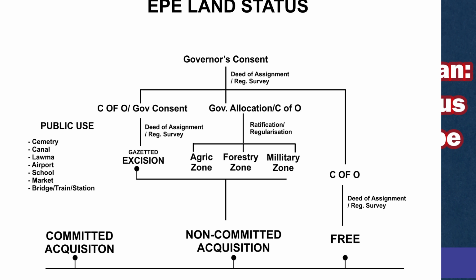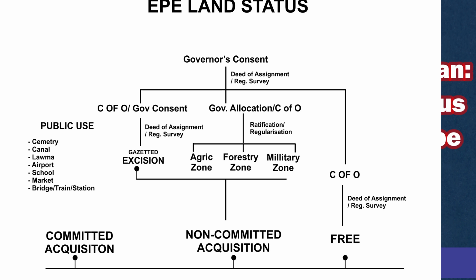land in Epe now, you know what to ask your realtor, you know what to expect after the surveyor has done the search. You want to know if it's the free part, you want to know if it's the Agric zone, you want to know if it's military zone. I also want you to know what you have to do next after you have bought this property.